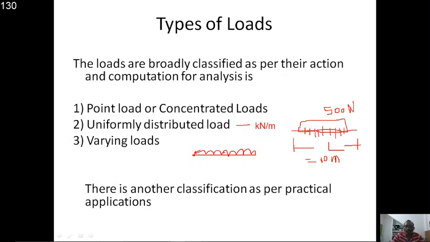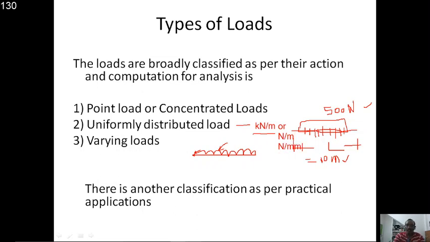So what would be the quantity of the UDL now? Can you express it using these unit dimensions? This is newton and this is meter. I need newton per meter. You can also say kilonewton per meter, or you can also say newton per meter, or newton per mm also.